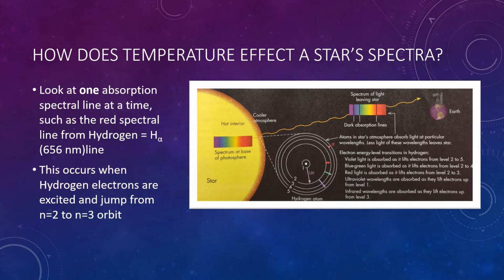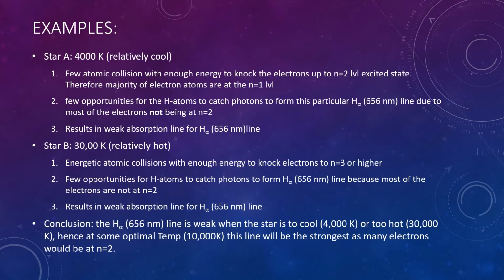But when we're looking at the hydrogen alpha, we're looking specifically for that red line, which goes from 2 to 3. So in this case, a photon is released when it goes back down. So now let's look at some examples, because the heat of the star will affect this hydrogen alpha line. Let's look at star A, which is 4,000 Kelvin, a relatively cool star.